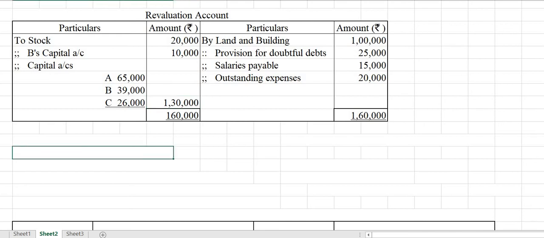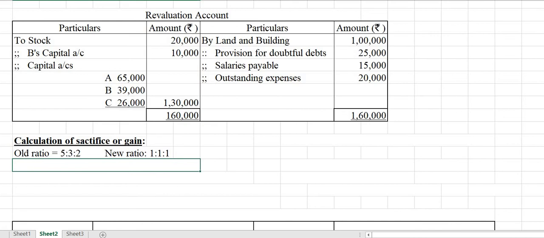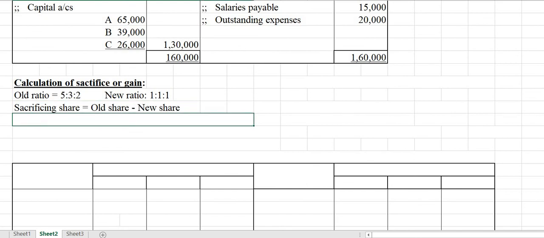Then now we are going to see the goodwill calculation. For that we have to find out the sacrificing or gaining ratio. That can be found out first. Calculation of sacrificing or gaining ratio. So gaining ratio and sacrificing ratio we will calculate here. For that, old ratio and new ratio we know. What is the sacrificing ratio equation? Old ratio minus new ratio. Then sacrificing share of A: 5 by 10 was the old share minus new share 1 by 3.